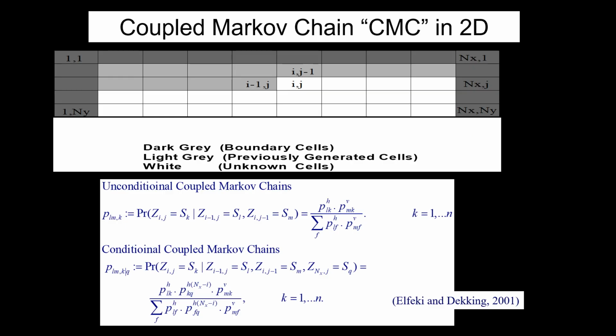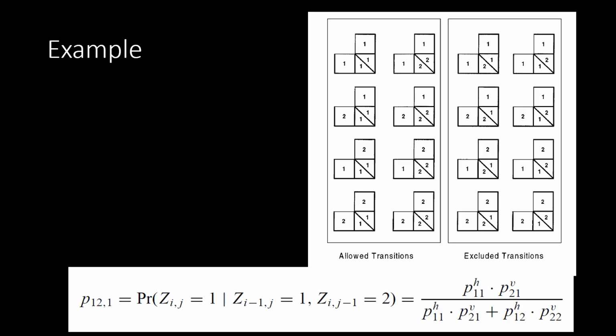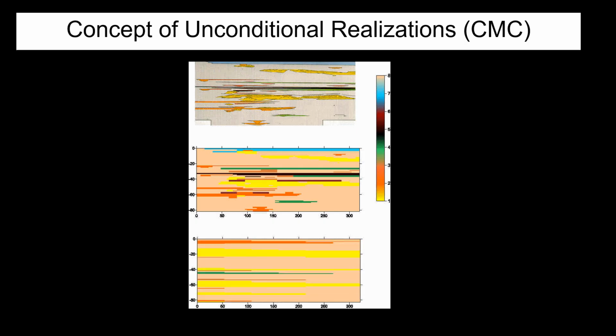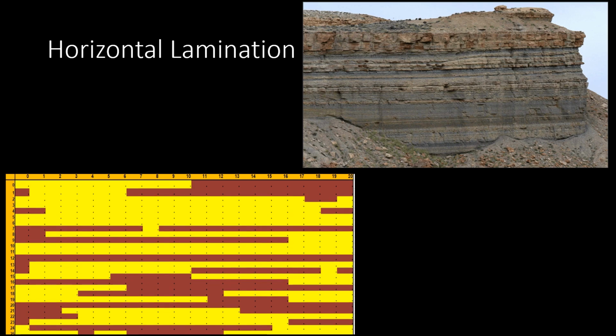In 2D, a horizontal chain and a vertical chain are coupled to fill the grid. In this example, the odds of landing on state 1 depend on both neighbors. With no wells added, each run gives a different, purely stochastic result.